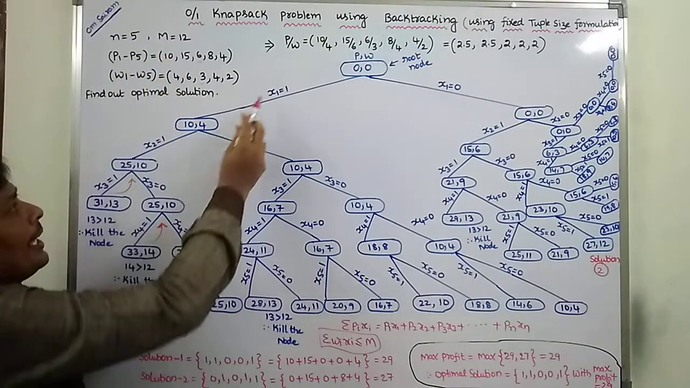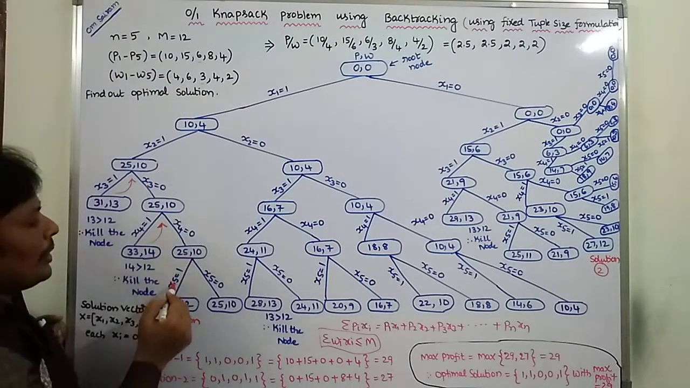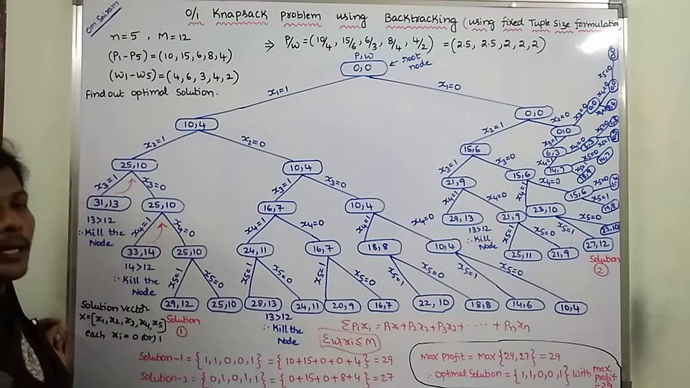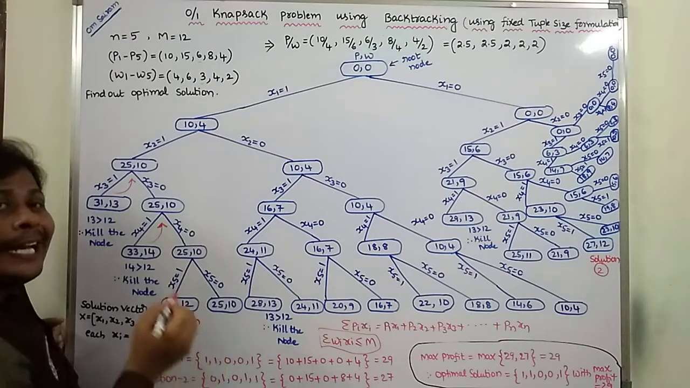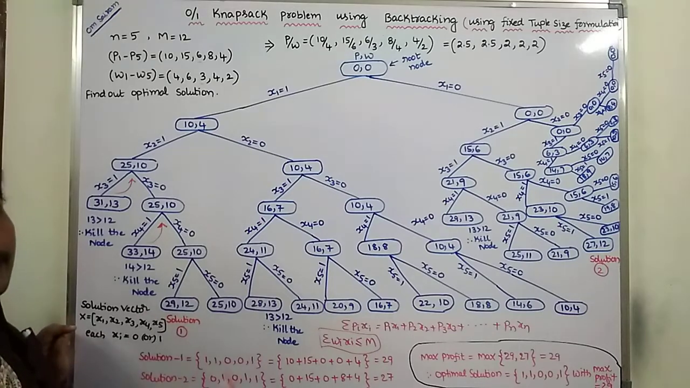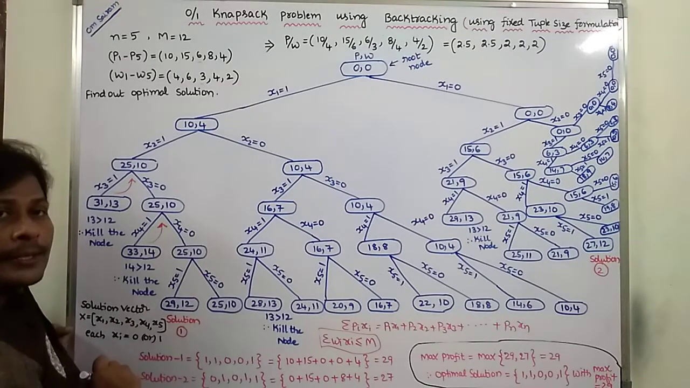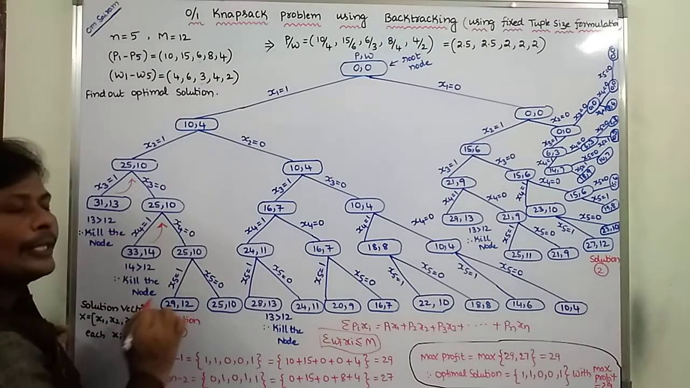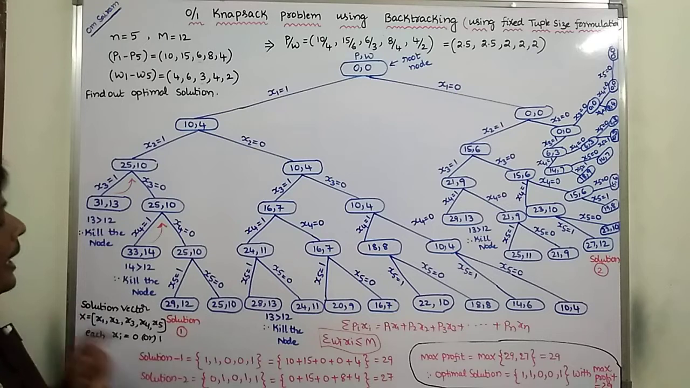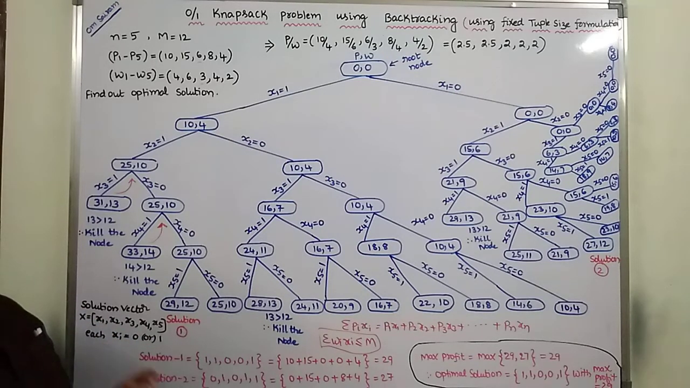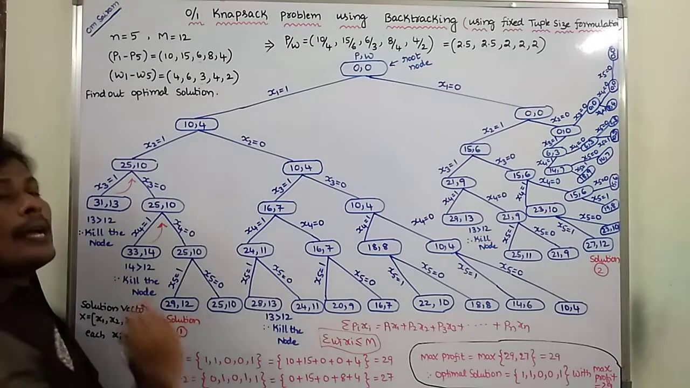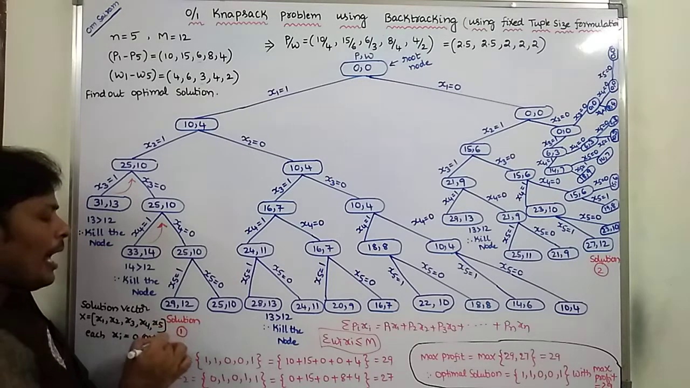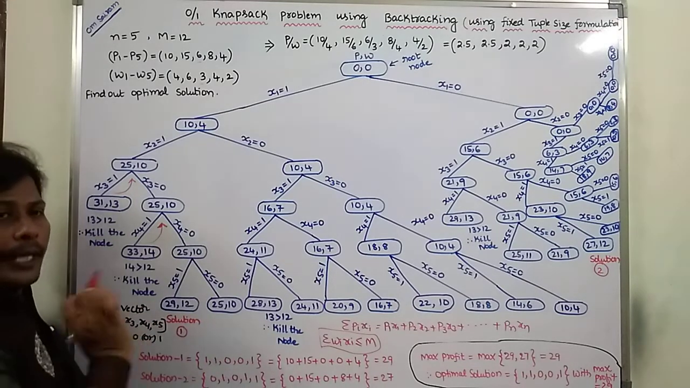Five objects are there: x1, x2, x3, x4, x5. All five objects are completed. The sum of the weights of the objects that we have considered is equal to the capacity of the knapsack, the profit is 29 and the weight value is 12. Whenever the sum of the weights is equal to the capacity of the knapsack, it becomes a solution. So this is solution 1.